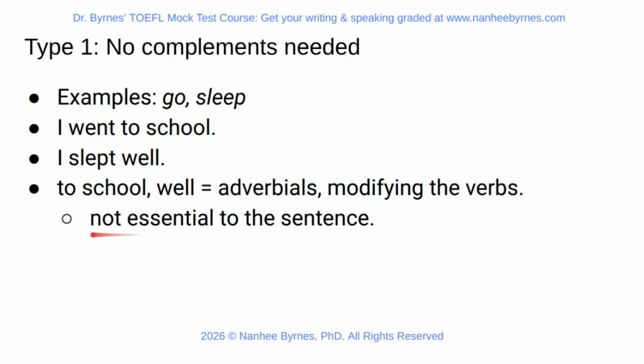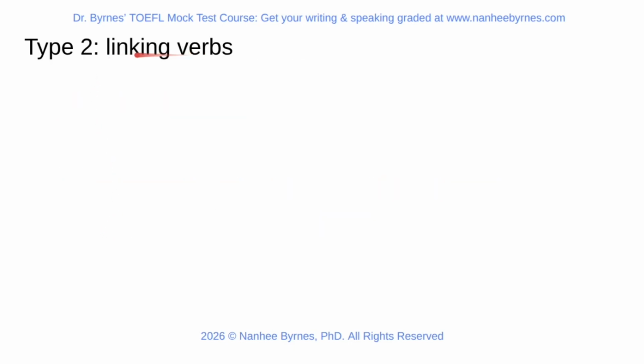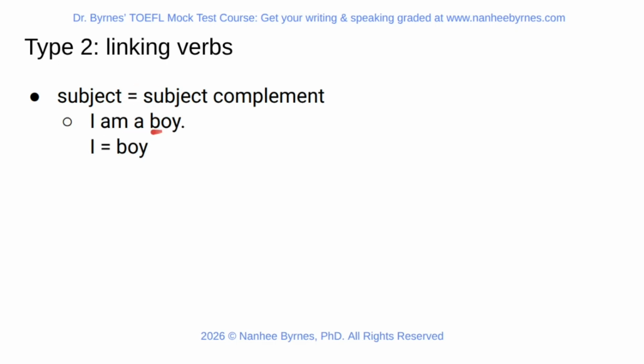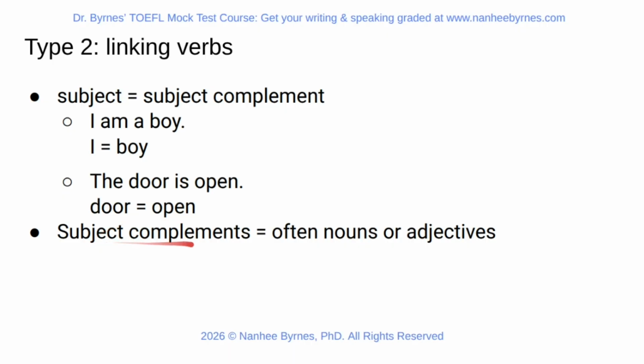Second, some verbs are called linking verbs because they connect the subject with a subject complement. In these sentences, there is an equality relationship between the subject and the complement. Examples: I am a boy. I equals boy. The door is open. Door equals open. A subject complement can be a noun or an adjective, and it is essential to complete the meaning.